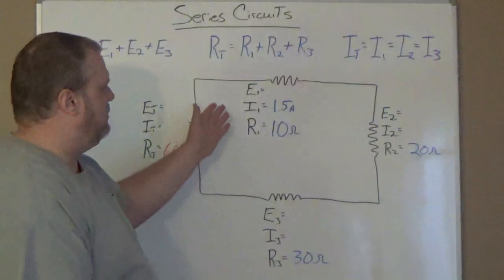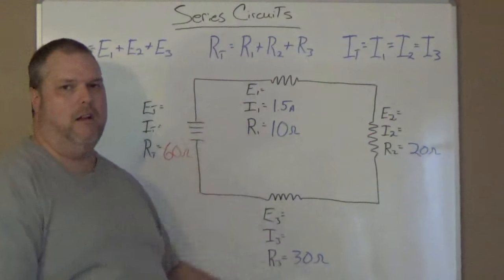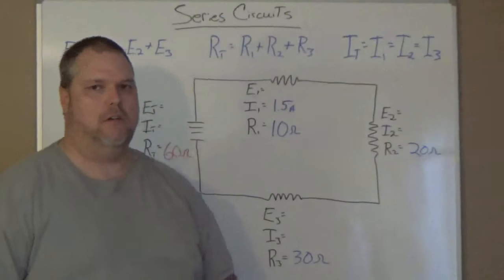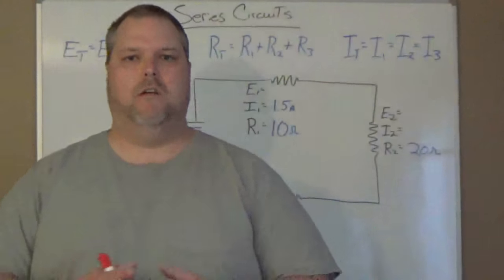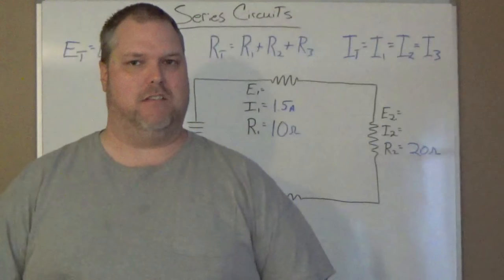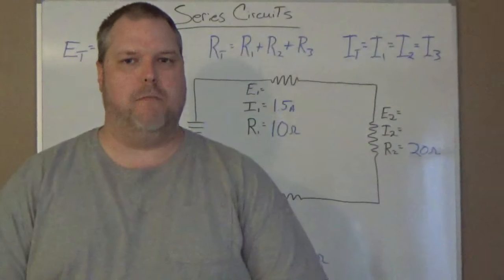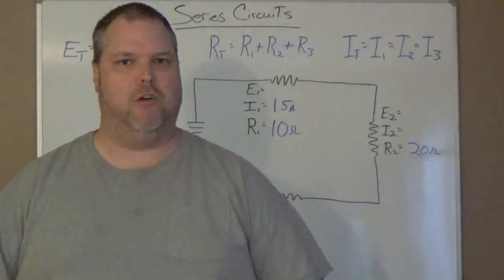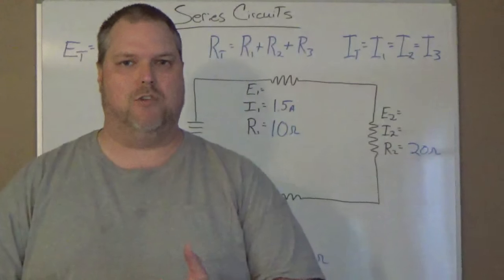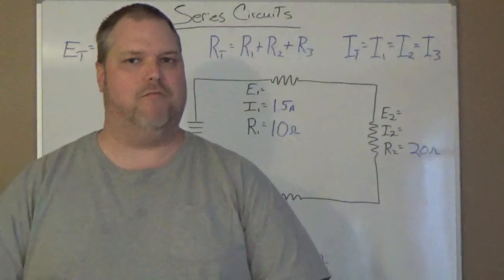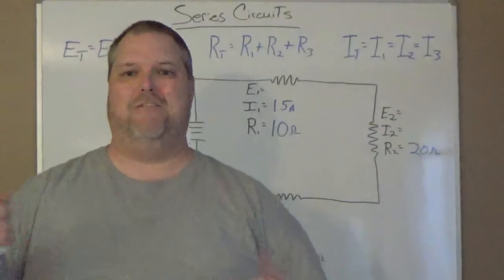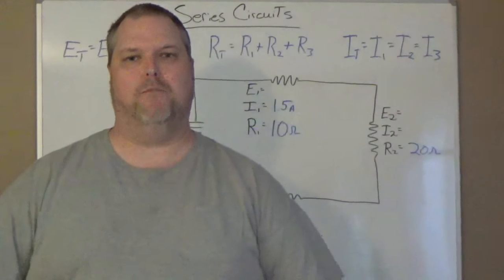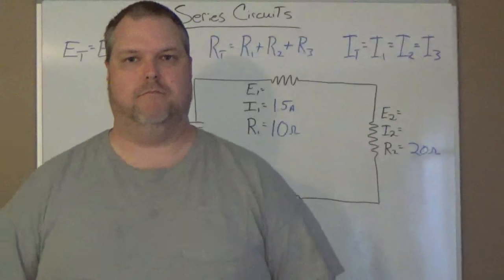Well, in this example, resistor number 1 has an amperage of 1.5 amps. We know that our amperage stays the same. Always remember that when solving a series circuit, your amperage is going to stay the same in the circuit no matter what. That's your I total, I1, I2, I3, I4, I5, I10, I50, I20. It doesn't matter how many you have, your amperage stays the same in a series circuit.